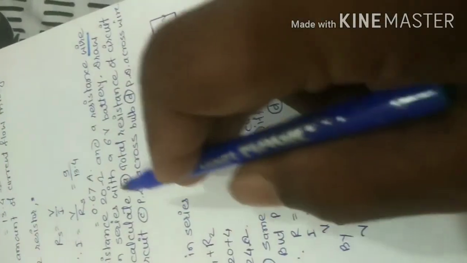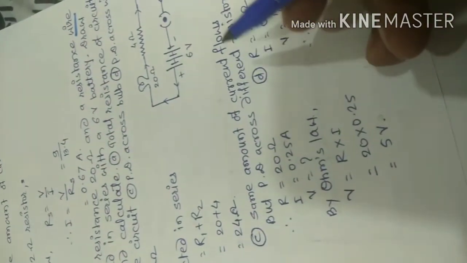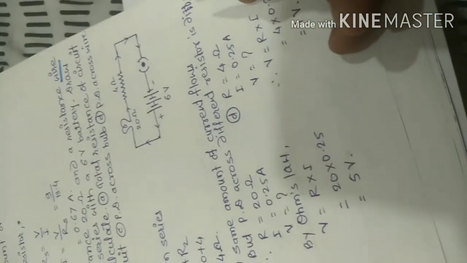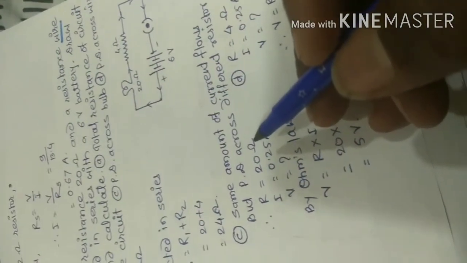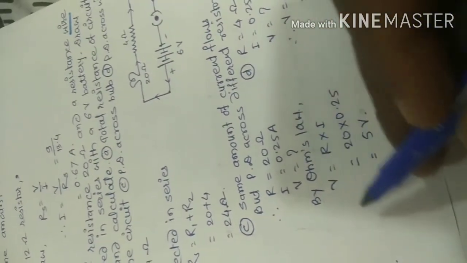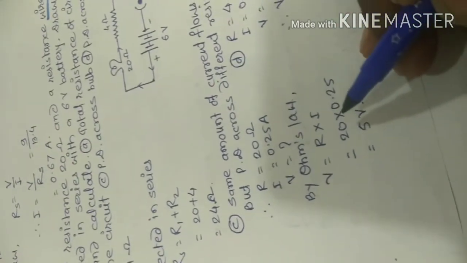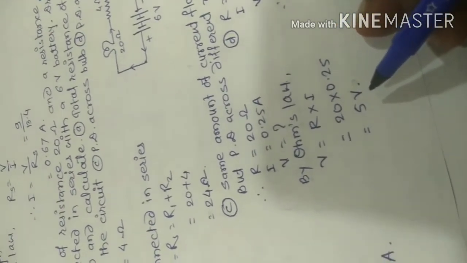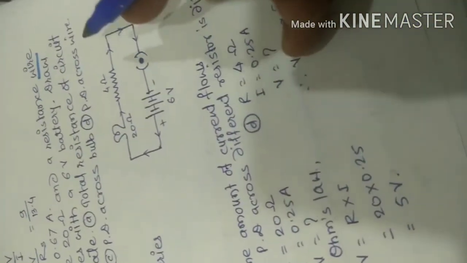Now the third question: what is the potential difference across the bulb? The same amount of current flows, but the potential difference across different resistors is different. Here R is 20 ohm, I is 0.25 ampere, and the potential difference has to be found. By Ohm's law, V equals R into I. 20 into 0.25, what do we get? 5 volt. Understood?